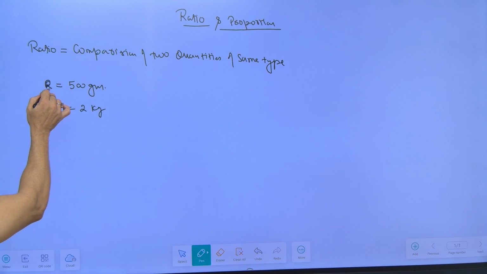At this point of time, I cannot compare them. Why? One is in gram, another is in kg. You have to bring in the same unit. First of all, in ratio, the unit has to be the same. Then only you can find out the ratio. So kilometer and meter, you cannot find out the ratio.